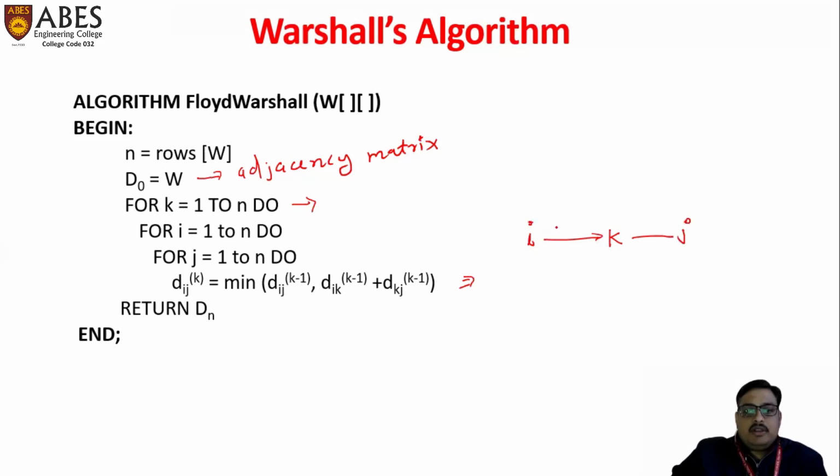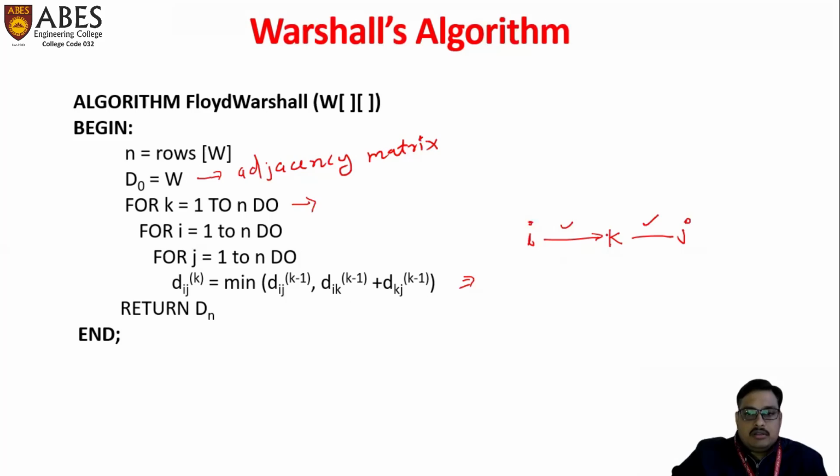So the distance from i to k and k to j, if we add them, will be the distance from i to j. So we'll compare this distance ik plus kj with the existing distance of dij. If the existing distance is less than the newly computed value, that is ik plus kj, then definitely we will not change it.